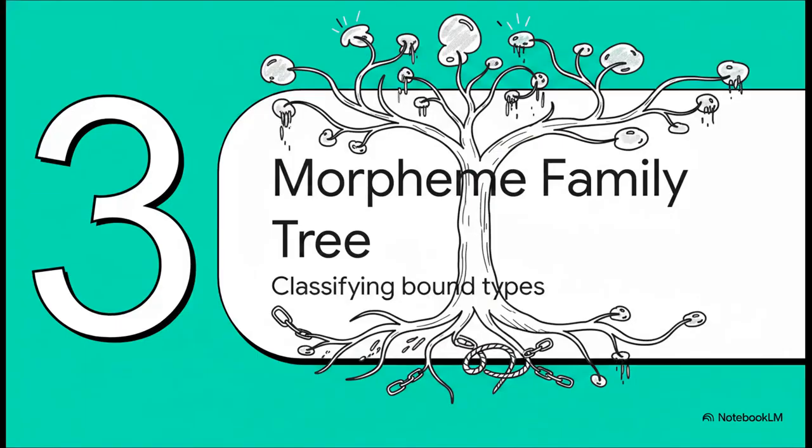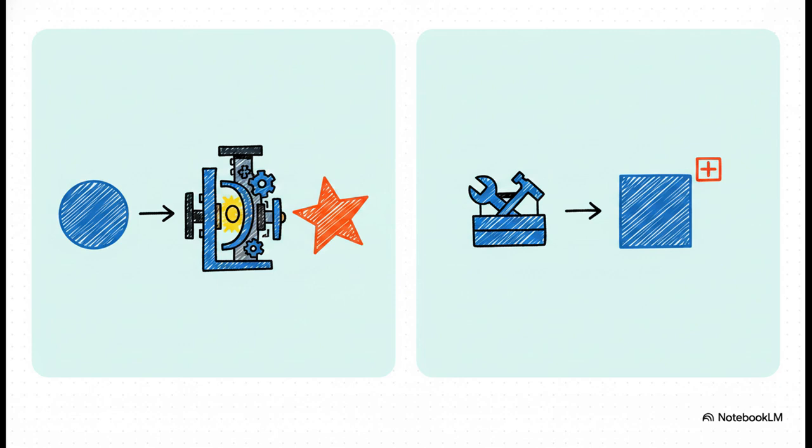Okay, so we've covered the free spirits. Now let's dive into the really fascinating world of the hangers-on with our morpheme family tree. We're going to classify all those morphemes that just can't live on their own. So these bound morphemes, also known as affixes, have two very different jobs. Derivational morphemes, these are the real game changers. They can totally flip a word's meaning, right? Like turning happy into unhappy. Or they can even change its entire grammatical category, like turning the adjective kind into the noun kindness.